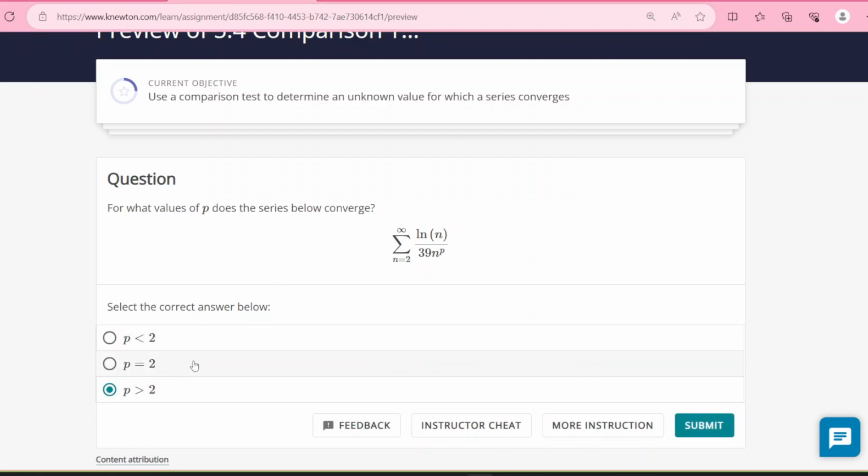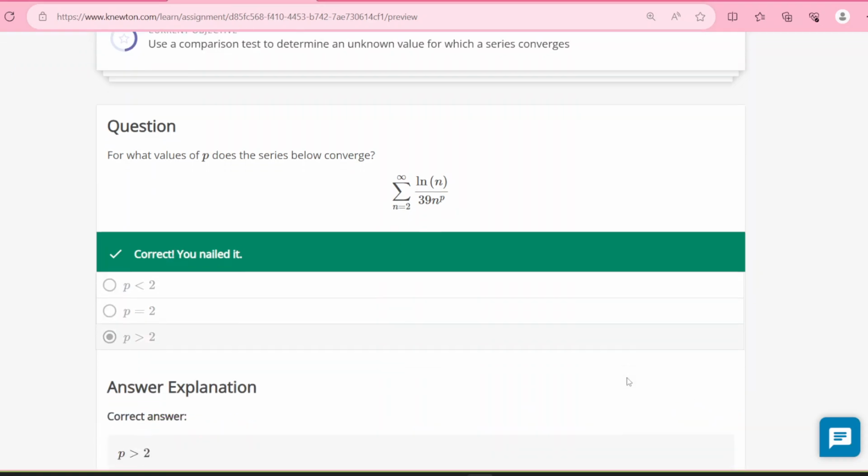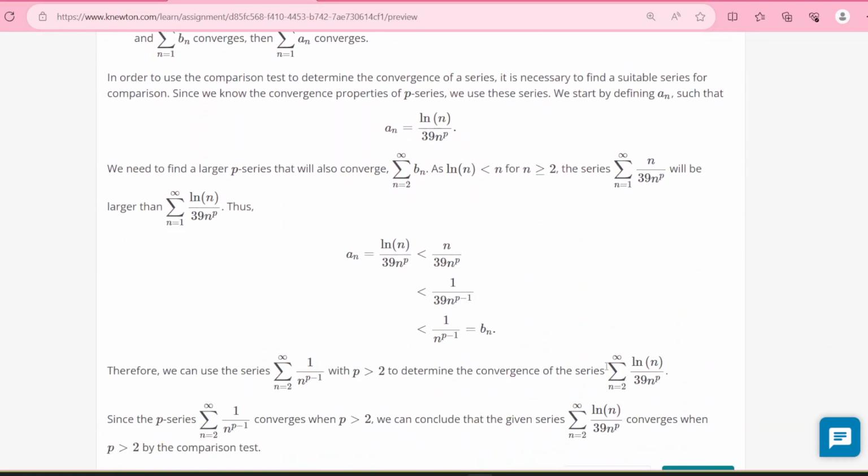So I'm not rewriting all that, right? This is incredibly similar to the first example like this with the 40 n to the p. So this p needs to be greater than 2 in order for this series to converge. And you'll see they're doing the same direct comparison that we saw in that problem.